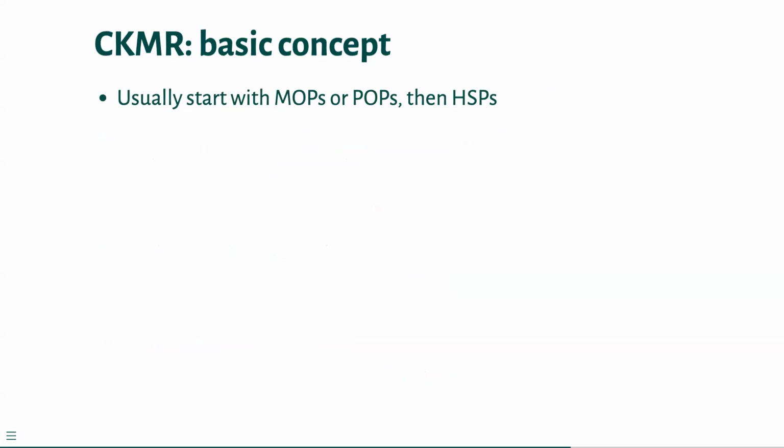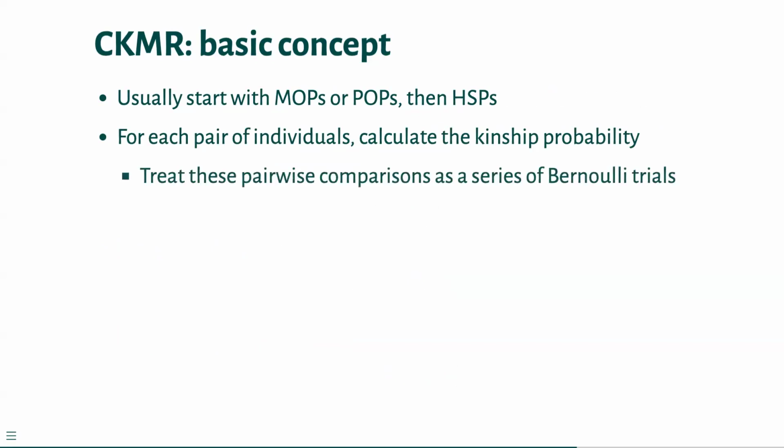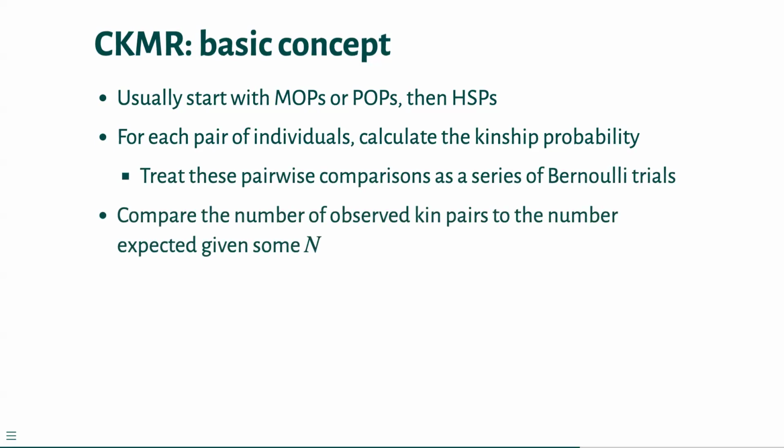The most common kinship types to use start with mother-offspring pairs or parent-offspring pairs, but you can also use information about half-sibling pairs and even consider self as a kinship type, which I'll show in an example in a minute. So for each pair of individuals, you calculate the probability that they're related. Again, that incorporates what I said before about each individual having 2 parents, but then you also incorporate information about the probability of survival of each of those individuals. You treat those pairwise comparisons as a series of Bernoulli trials and compare the number of observed kin pairs that you see to the number that you would expect given some population size.